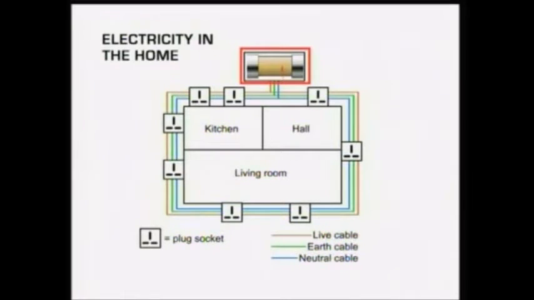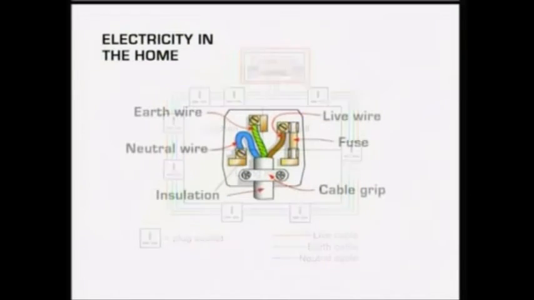Each ring circuit has several sockets wired in parallel across the live and neutral wires, so each has the full 240 volt supply. Mains electricity arrives at the plug through the live wire, passes through the appliance, and returns through the neutral wire. Look carefully at how a 3-pin plug is wired up and which wire goes where.